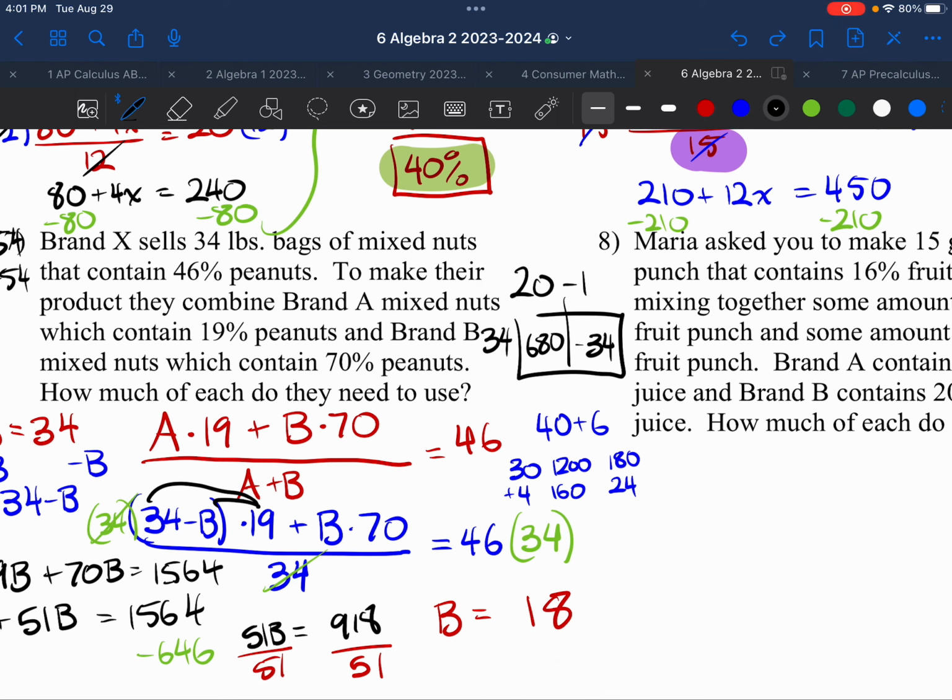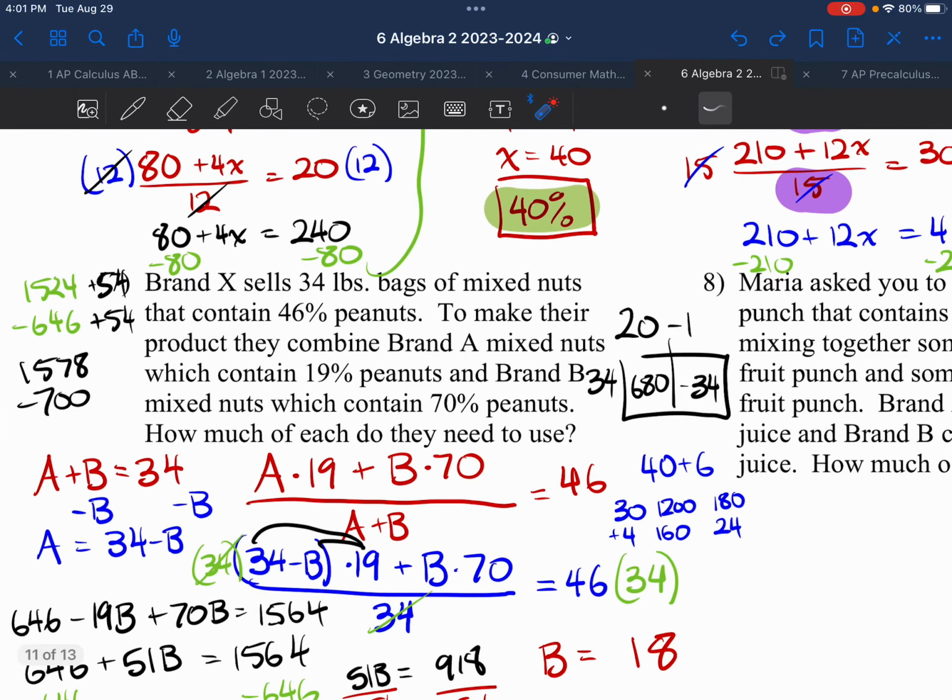So B is 18, but notice that the question is asking not just what B is, but what is A. A over here, A plus B is equal to 34. So what plus 18 is 34?